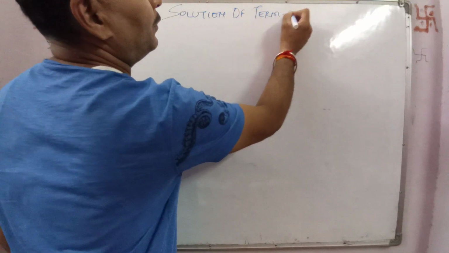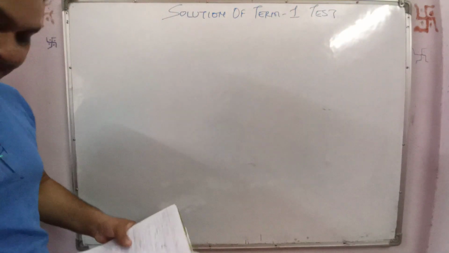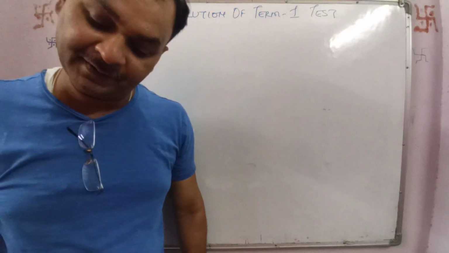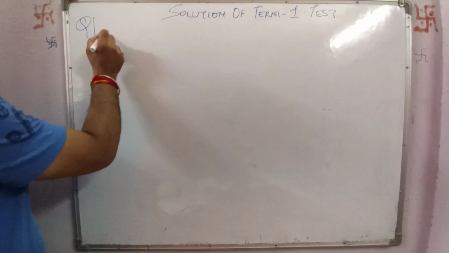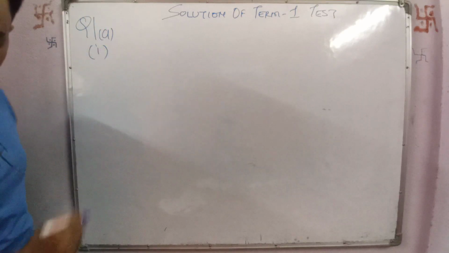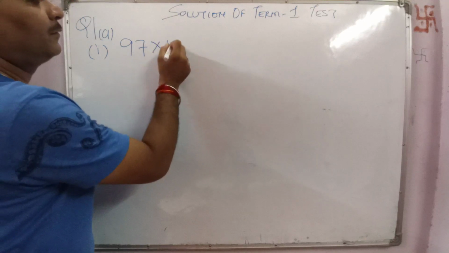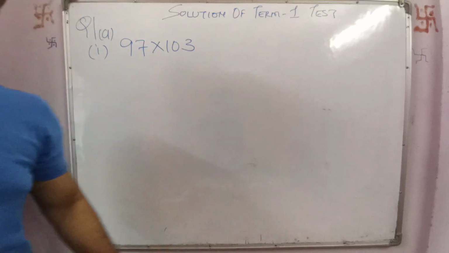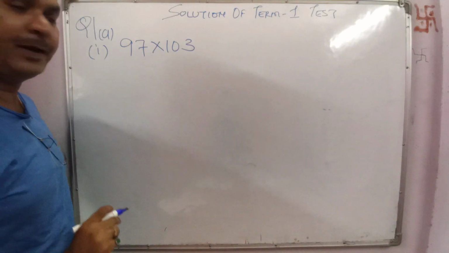Term 1 test. Okay, the first question was, using algebraic identities evaluate the following. Question number 1, A part. First, you have to evaluate 97 cross 103 using an identity. So students, first we need to find out which identity is applicable over here.